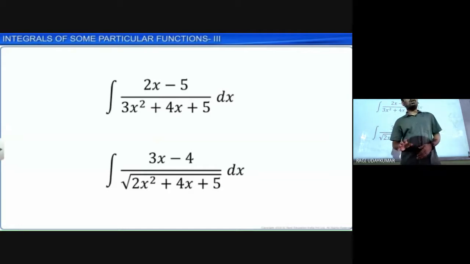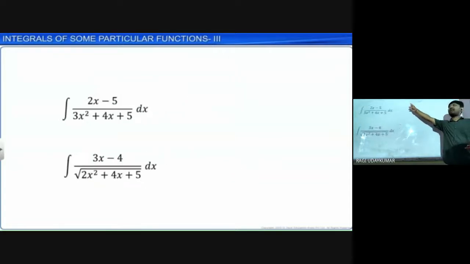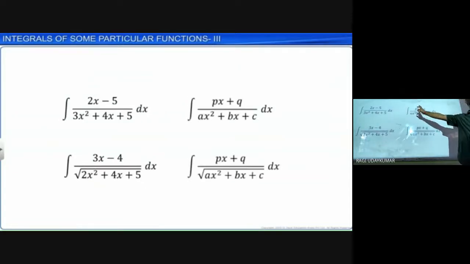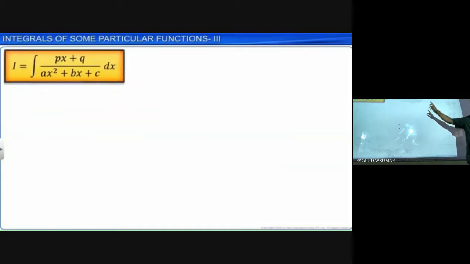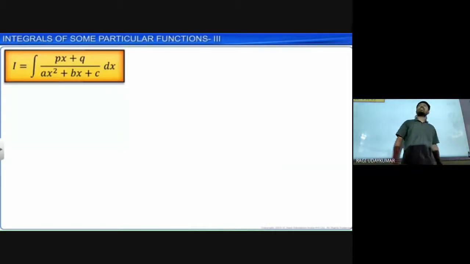In the third type we are going to have functions where the expression has a linear expression in the numerator. That is nothing but integration of (px plus q) by (ax square plus bx plus c) dx. So this is one type of the model.